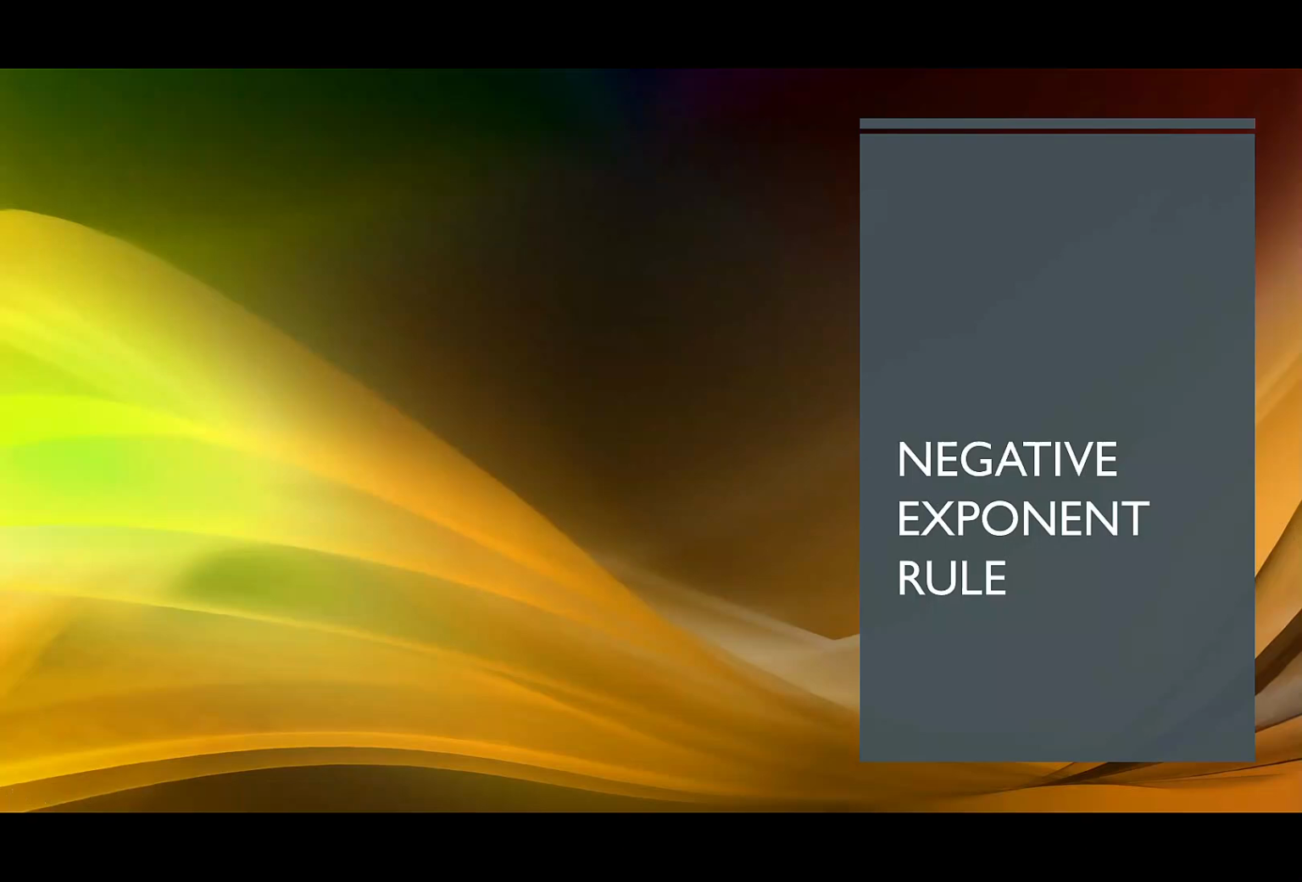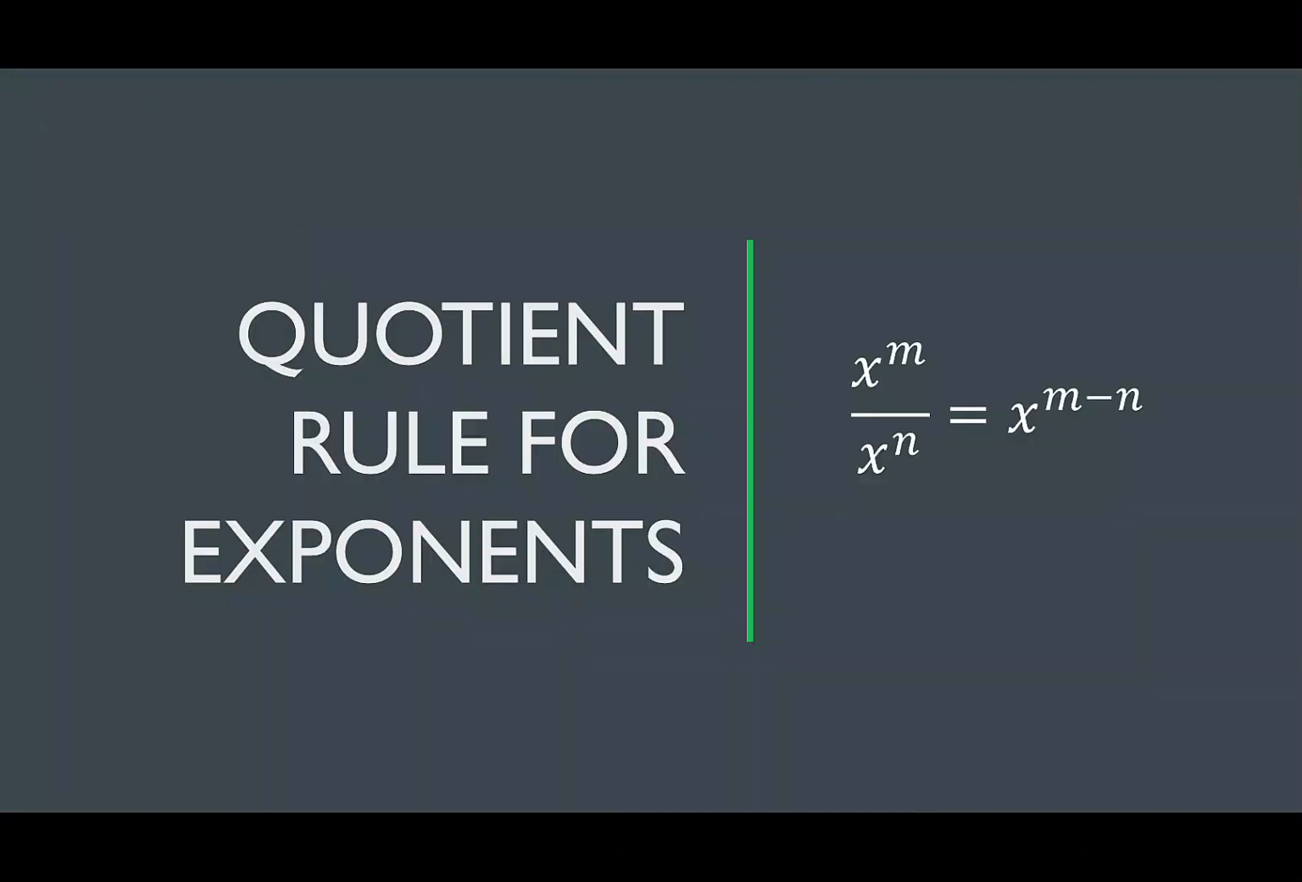Hi everybody, today we're going to look at the negative exponent rule. The negative exponent rule comes from an extension of the quotient rule for exponents. We already know that x to the m over x to the n is equal to x to the m minus n. That helps us solve things like x to the 8th over x squared. We know we're supposed to subtract the exponents, which gives us x to the 8 minus 2, which simplifies down to x to the 6.